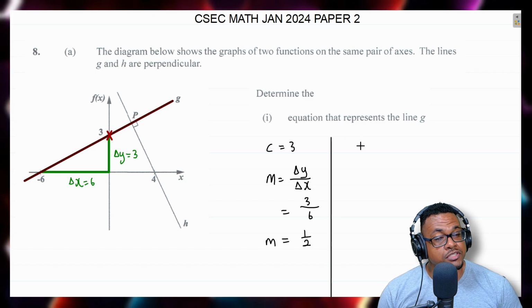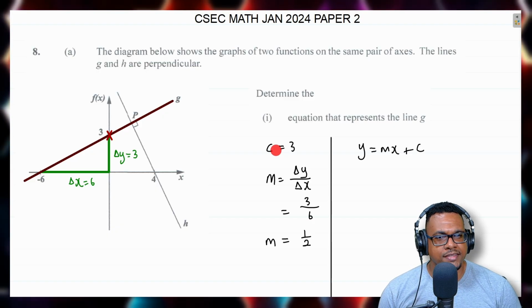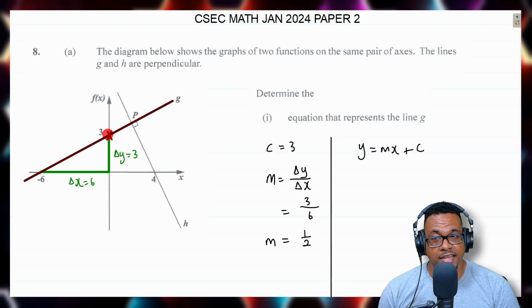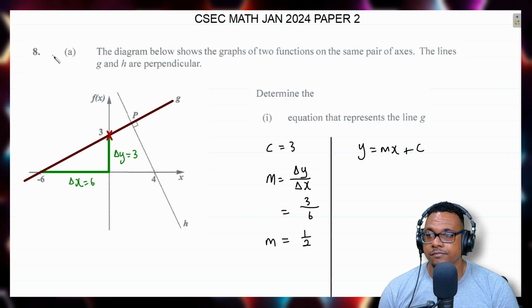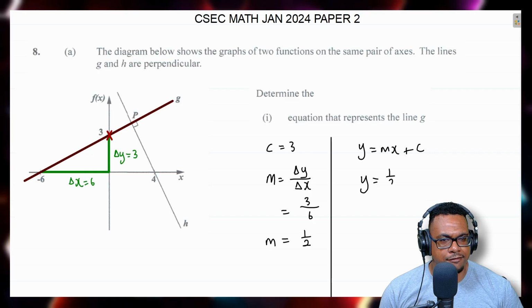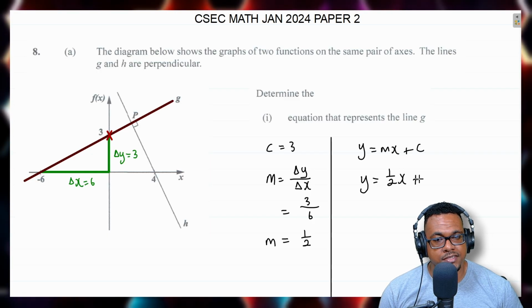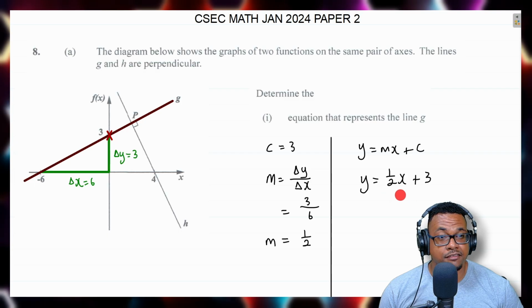So now I can write the equation of the line in the form y is equal to mx plus c. And I know the y-intercept is 3 because that's where the line touches the y-axis at 3. And I know my gradient is 1/2. So all I have to do is put in those values. So for m, I'm replacing that with 1/2. And for c, I'm replacing that with 3. And this is the equation of the line G.